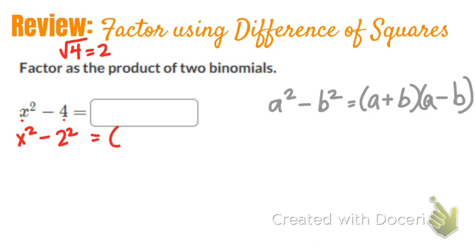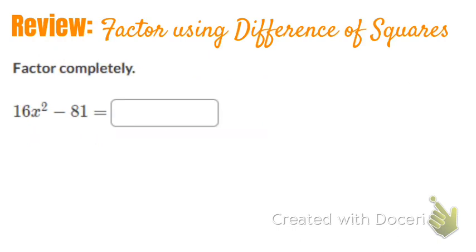So I can put my x and my 2 inside of parentheses. One is plus, one is minus. I could have put x minus 2 times x plus 2. It doesn't matter. So let's look at one more.